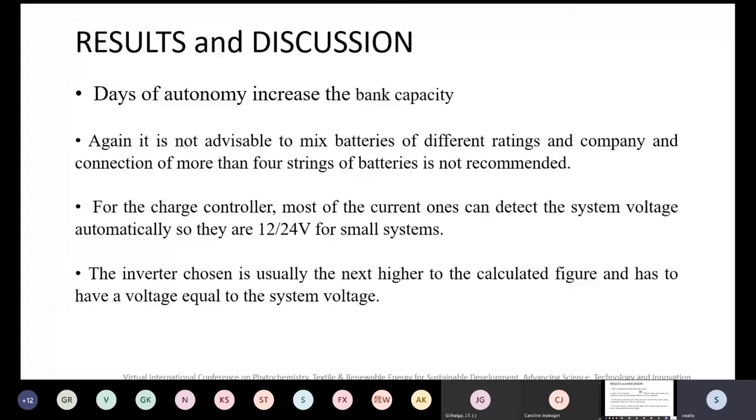So I need to mention that the days of autonomy increase the bank capacity, and it is also not advisable professionally to mix batteries that are old and new, or from different companies or different ratings, because you waste batteries in the process. It's not recommended. Don't connect more than 4 strings. And for the charge controller, it can choose the system voltage that you are connected to it. Most of them are intelligent these days.